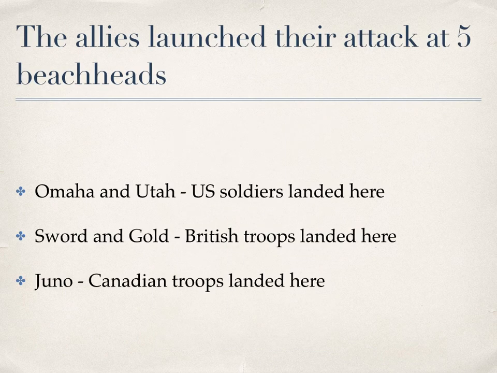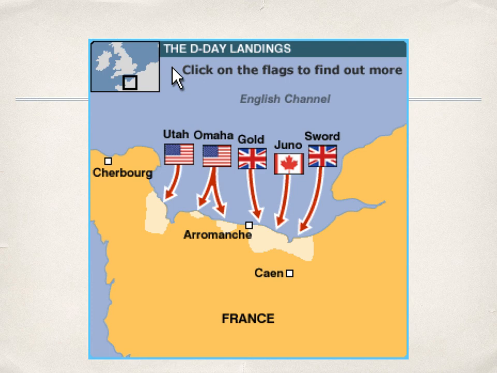So on the 6th of June 1944, the Allies launched Operation Overlord, and they planned to land on 5 beaches. The 5 beaches were Omaha and Utah, where the US soldiers landed, Sword and Gold, where the British troops landed, and Juno, where Canadian troops landed. Here's a little visual. Again, you can see Utah and Omaha was where American soldiers landed, Gold, where the British soldiers landed, Juno, Canadian soldiers, and Sword, again, British soldiers.